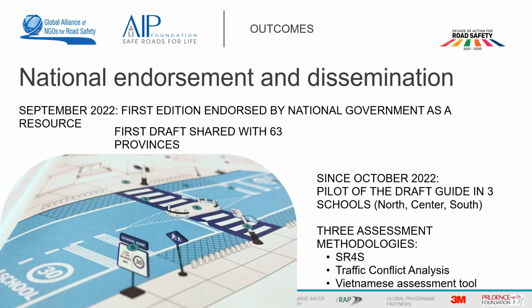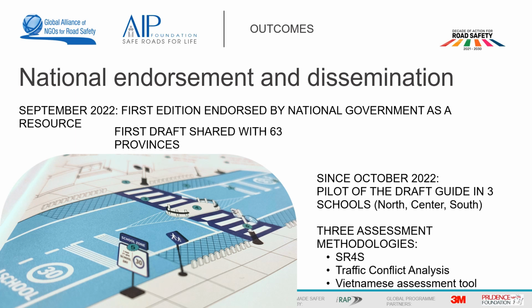Practically, the Safe School Zone Guide draft includes definitions with technical instruction, international examples, safety parameters such as school zone planning including connection to public transport, traffic safety inside and outside the school, and signage, as well as basic knowledge for students, of course. And the first achievement for this guide was its national endorsement as a resource for now in 2022, and this first draft being shared with 63 provinces in Vietnam by the government as an example.